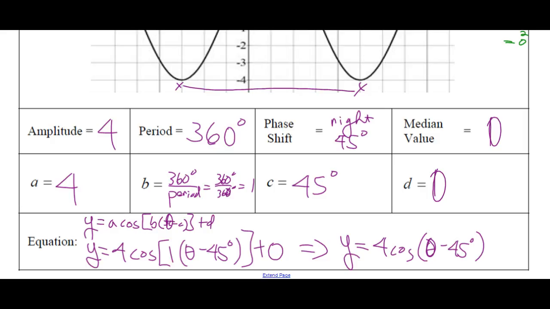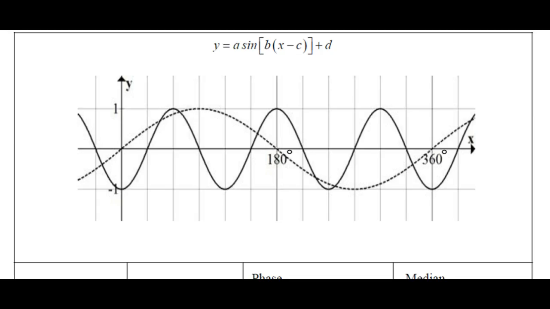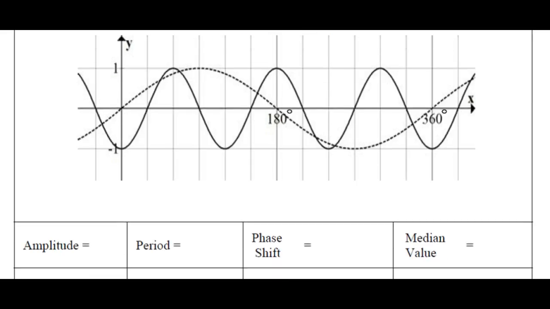Okay, a couple more. We've got sine, we've got degrees, we've got a y scale of 1, and 1, 2, 3, 4, 5, 6, an x scale of 30 degrees. Give it a shot. You should be able to figure this out.